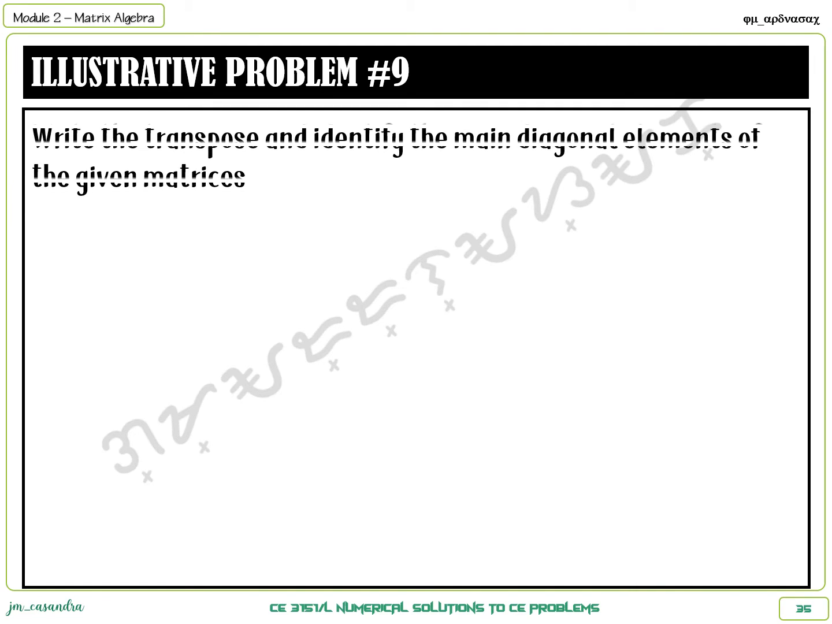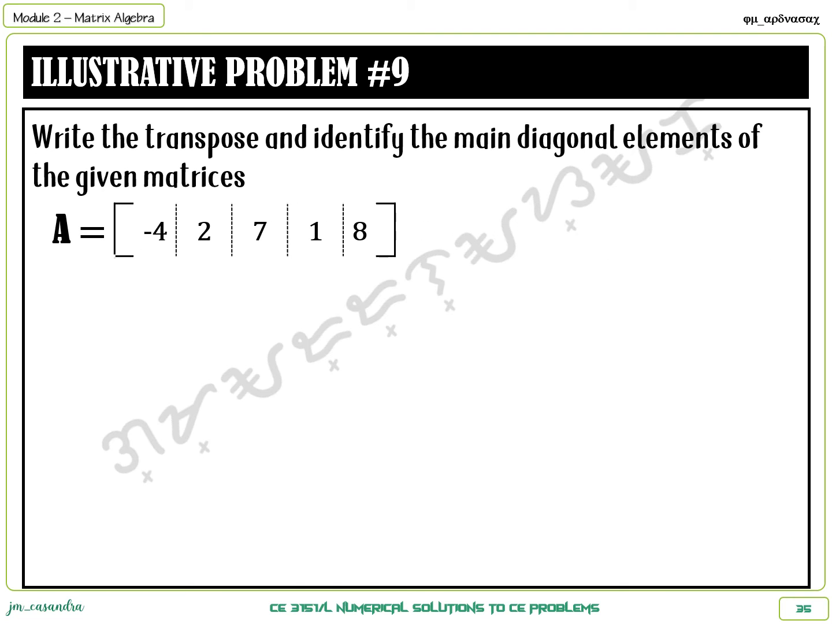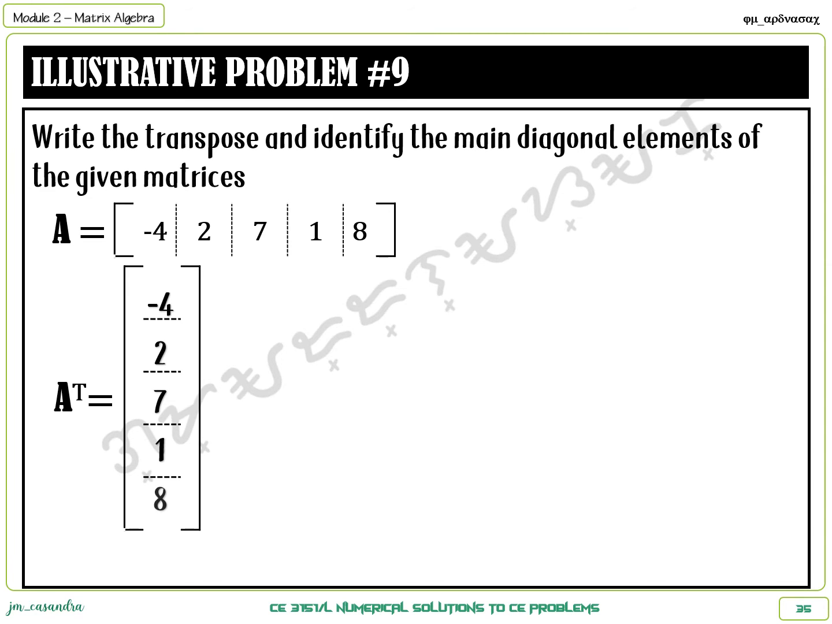So we have problem number 9. Determine the transpose and the main diagonal elements of the given matrices. We have matrix A with the following elements. As we can see, matrix A is a single row matrix, so its transpose will simply be a single column matrix. Our row elements will just simply be our column elements. So we'll have -4, 2, 7, 1, and 8.